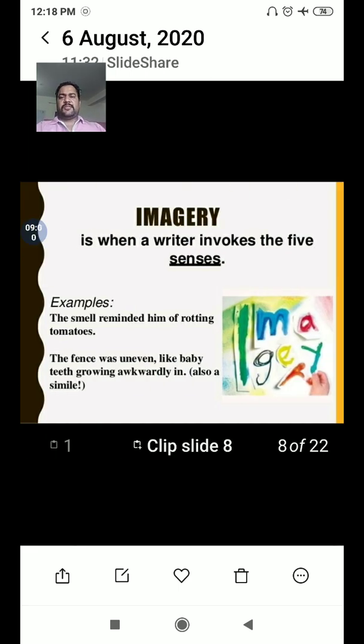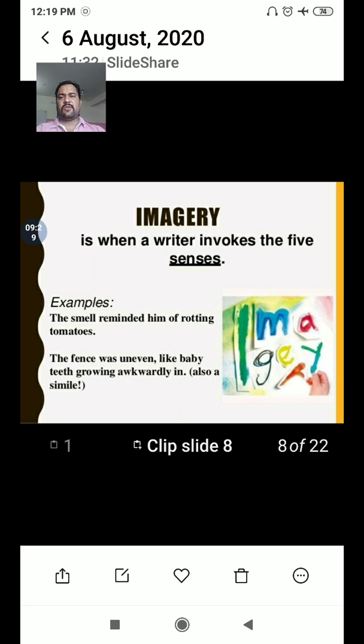Next one is imagery. Now what is imagery? It is used when a writer invokes the five senses. The words or sentences which appeal to our five senses, then there is the poetic device imagery used in the poem or fiction. Example: the smell reminded him of rotting tomatoes.